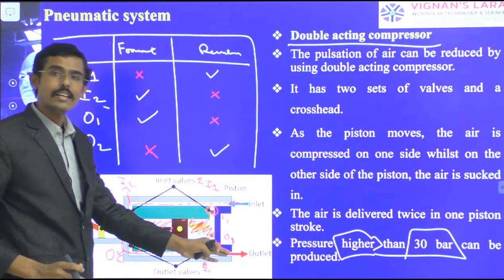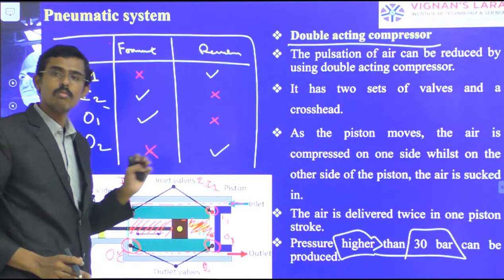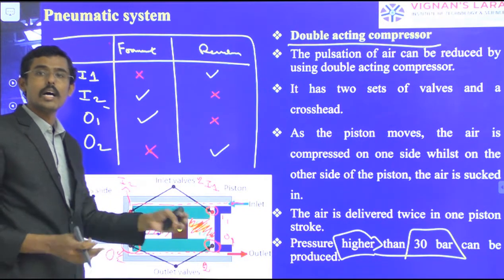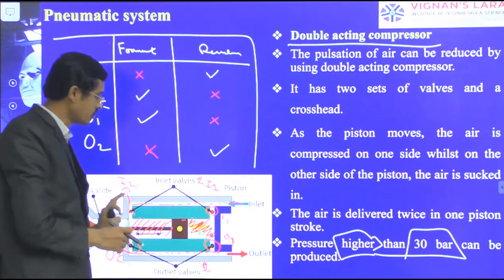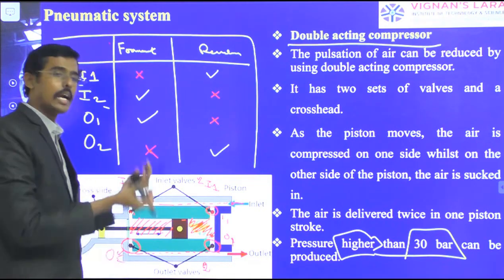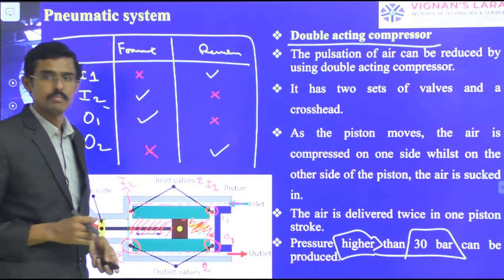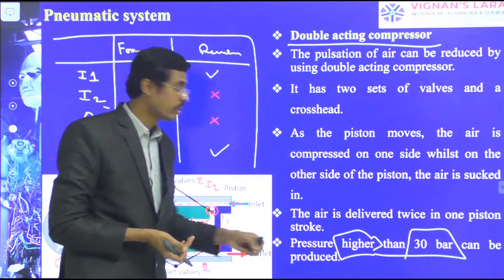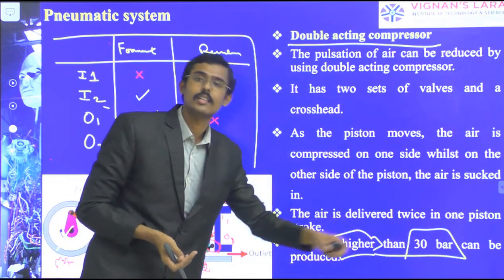So 2 inlet valves, 2 outlet valves. We are receiving outlet at the 2 stages. One is the forward stage, one is the reverse stage. At 2 stages, I am receiving the outlet. So it is more useful. Therefore, we are getting the pressure more than 30 bars.